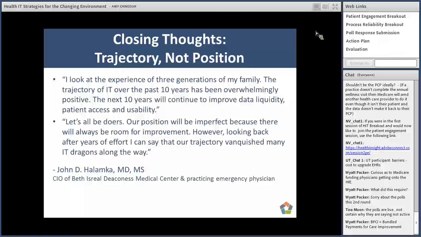Let's all be doers. Our position will be imperfect because there will always be room for improvement. However, looking back after years of effort, I can say that our trajectory vanquished many IT dragons along the way. Are we there yet? No. But I am excited, as Dr. Halamka, to watch as national, regional, and local partnerships and collaboration continue to galvanize the efforts to improve current systems and to be more interoperable, user-friendly, and patient-centered, person-centered. Let's be the doers that Dr. Halamka referred to in our sphere of influence and continue to vanquish IT dragons on our journey to incremental improvement in our organization and towards the goal of the ideal healthcare system. Thank you.